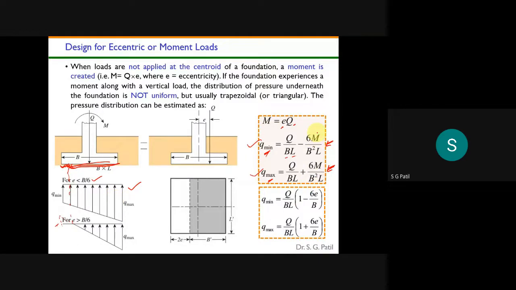So this m is nothing but E times Q. Okay, so if you substitute m is equal to E into Q, then you will get these equations. Okay, so Q max and Q minimum, and Q max you have to calculate first. Q max and Q minimum you have to calculate.